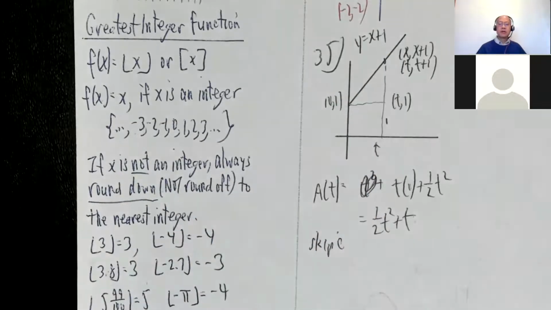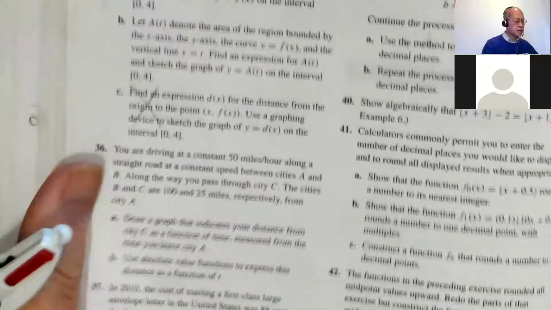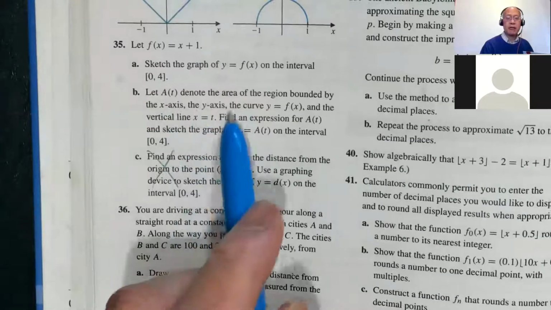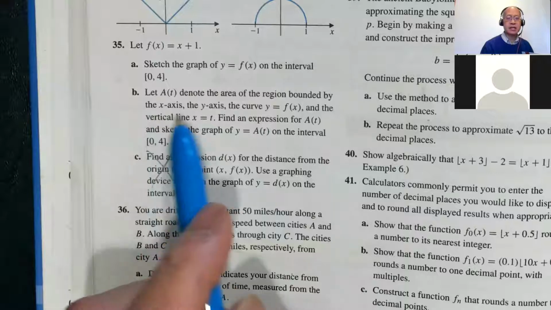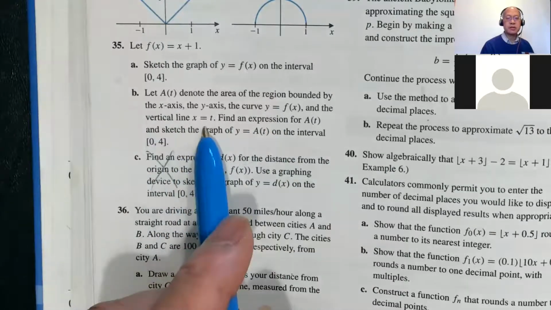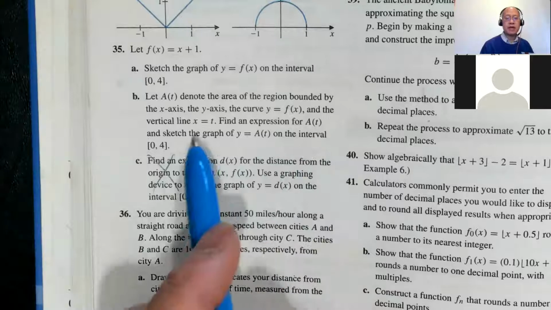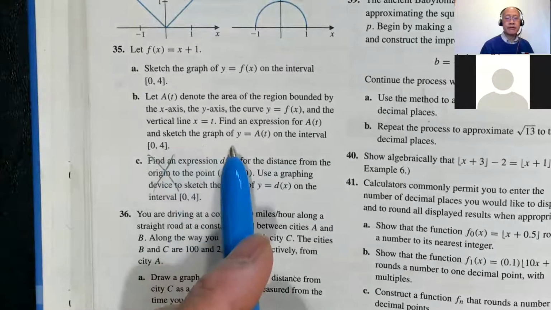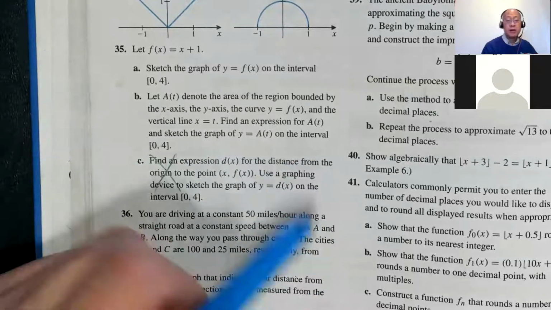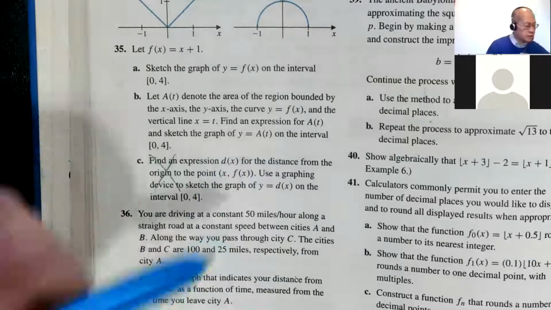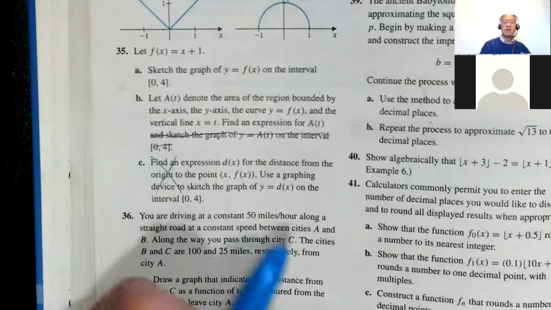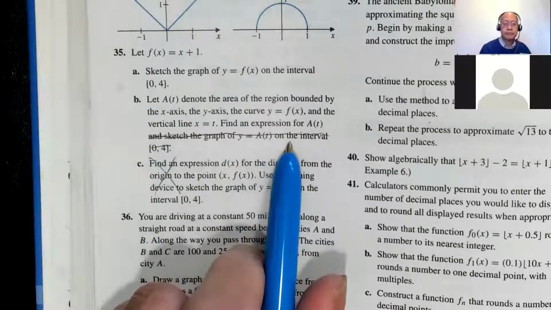Okay, a little bit harder was part B. Let A of t denote the area of the region bounded by the x-axis, the y-axis, the curve y equals f of x, and a vertical line x equals t. Find an expression for A of t, and sketch the graph of y equals A of t on the interval from 0 to 4. Okay, so we are going to just do this part. So I'm going to cross this out. Find an expression for A of t.